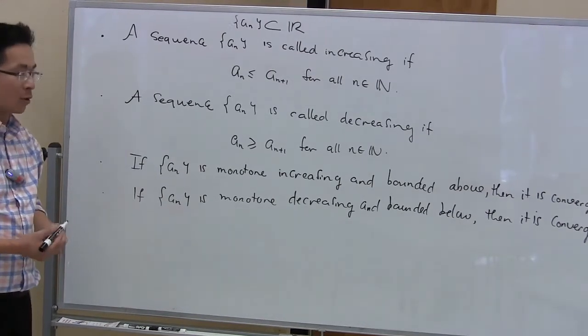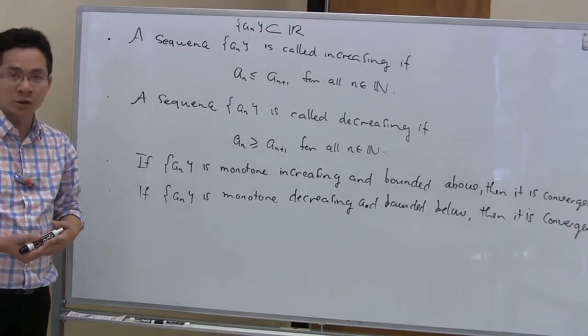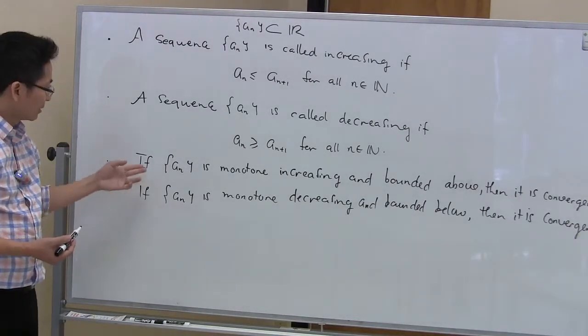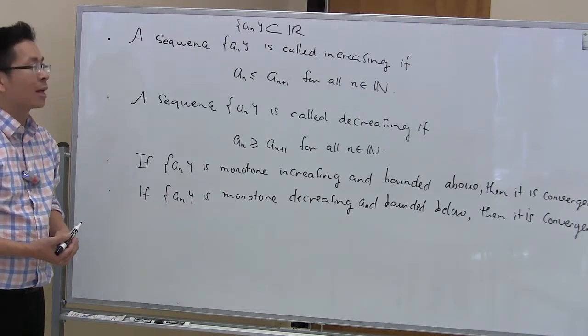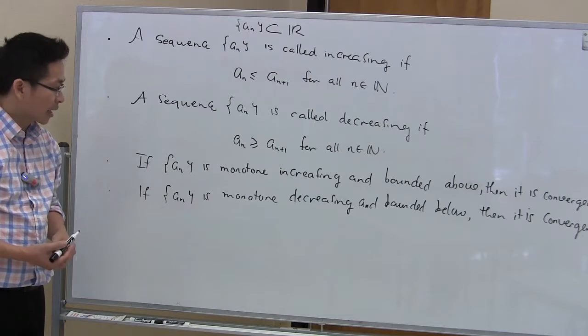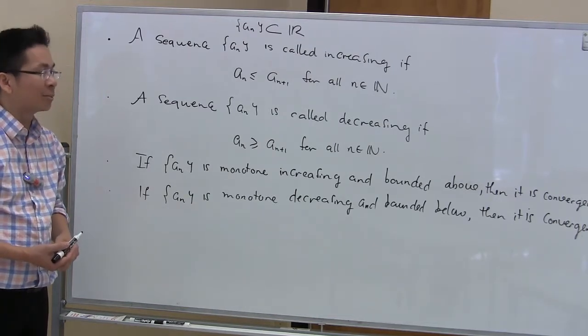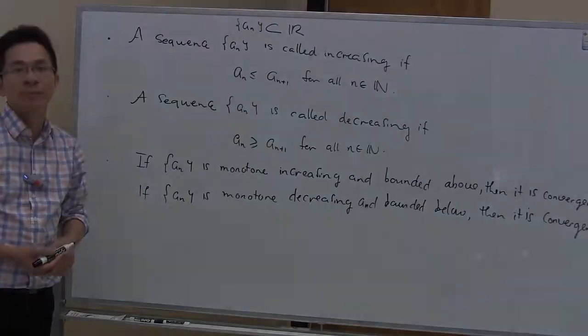Now I'm going to recall a very important theorem in this section. It is the monotone convergence theorem. If a sequence a_n of real numbers is monotone increasing and bounded above, then it is convergent. And similarly, if a_n is monotone decreasing and bounded below, then it is convergent. Now we are ready to solve the problem.